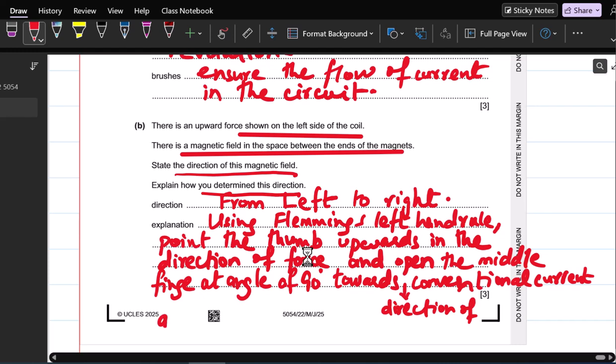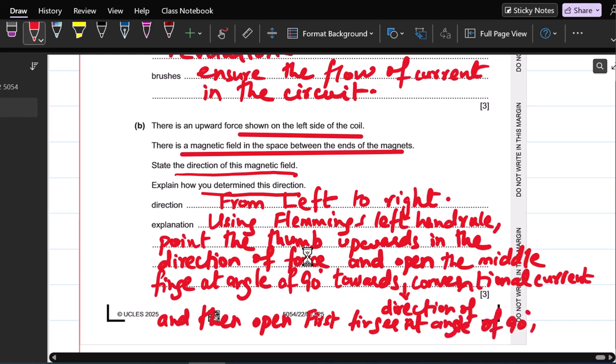and then open first finger at an angle of 90°. It points to field. So hope so this is clear. Moving to next part.